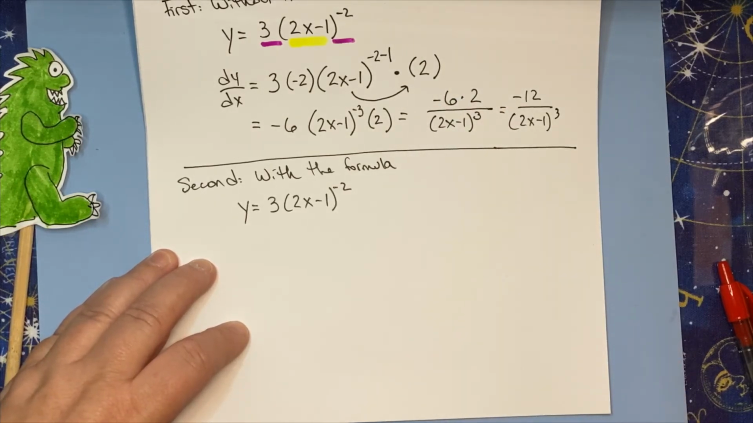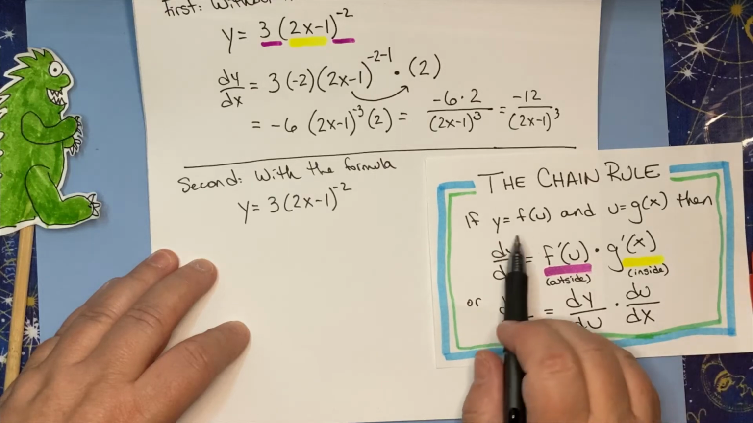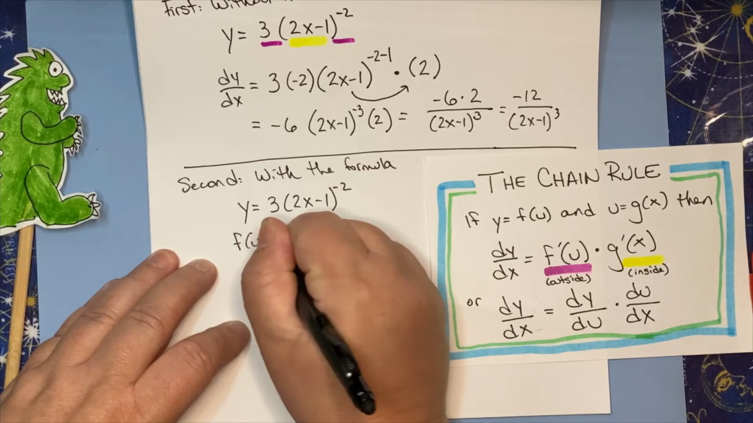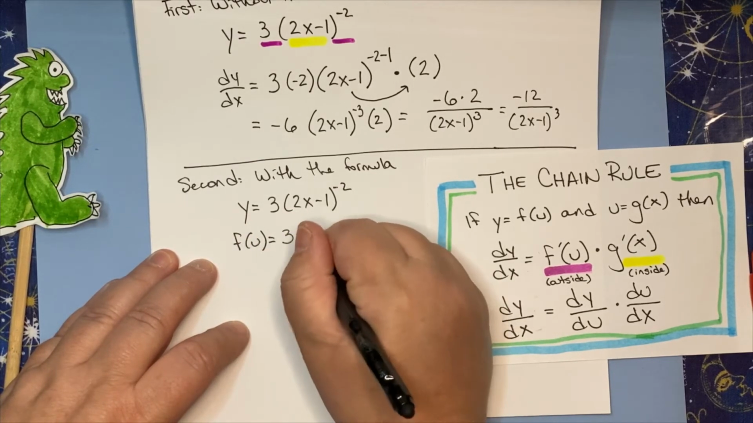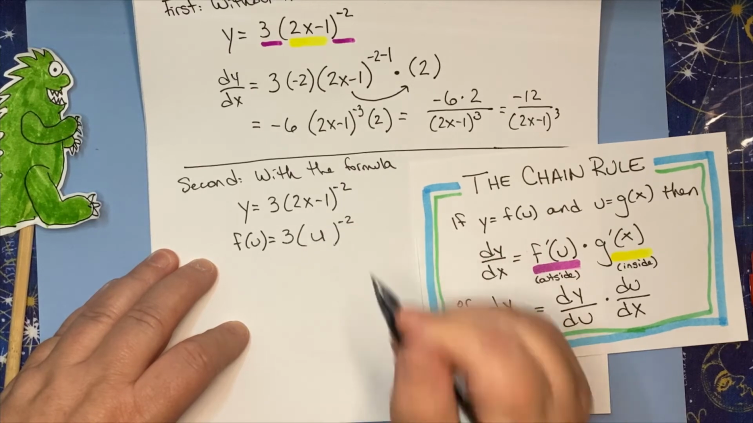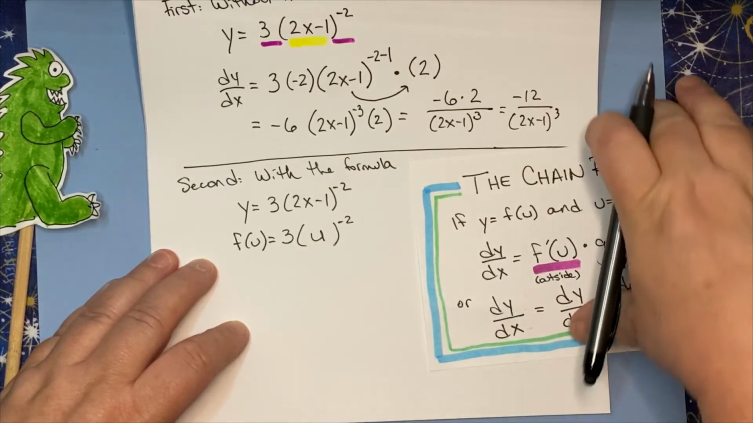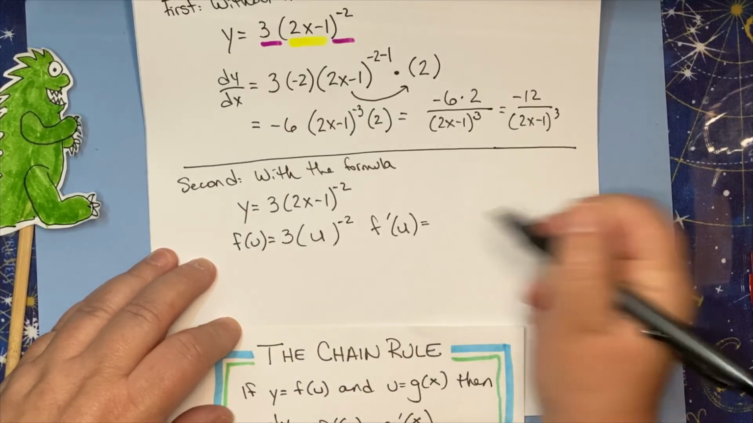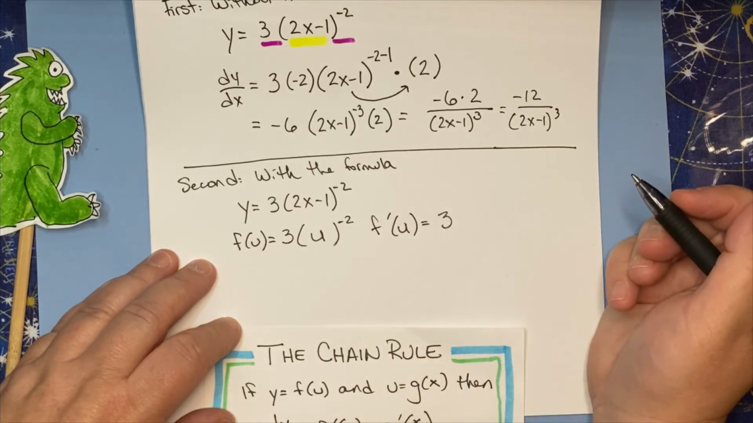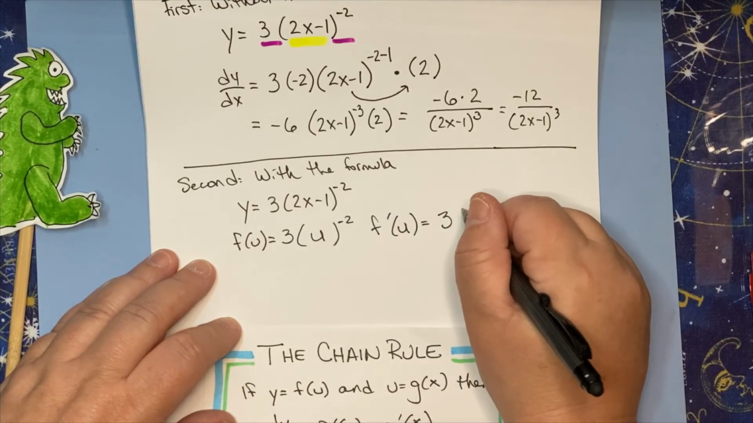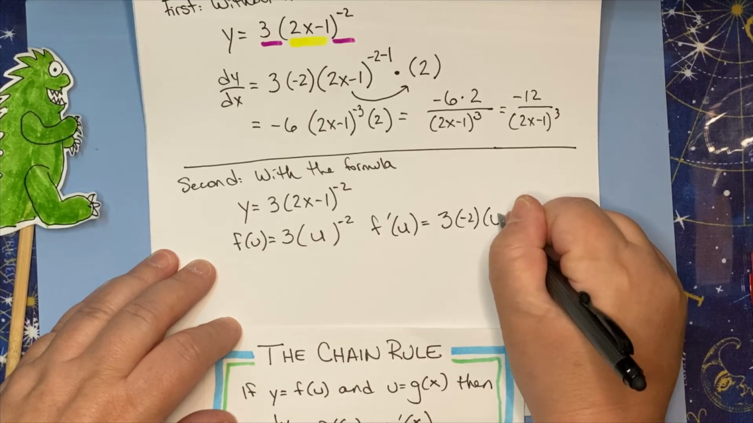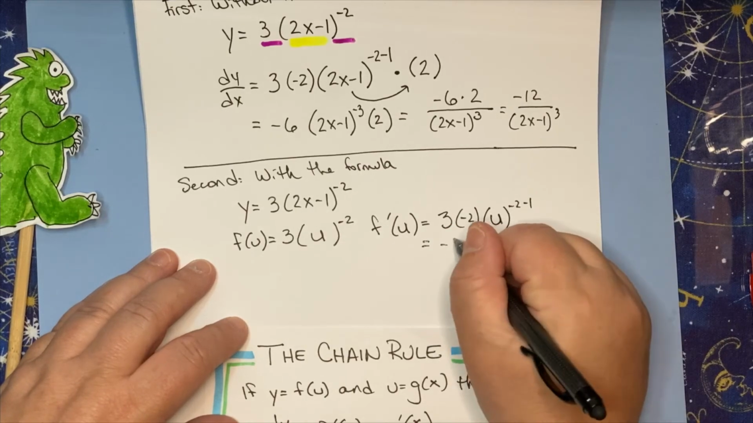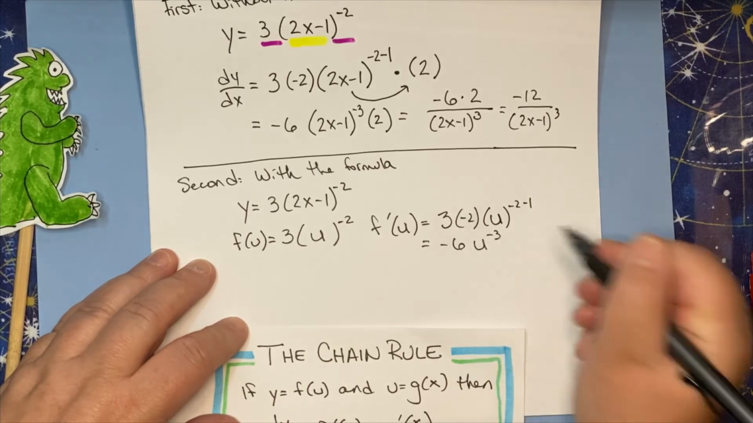So first thing we have to do, remember, is we have to come up with our f, our outside, and our g, our inside. So my f of u, I'm going to claim as the outside. It's the 3 and the negative 2, and then I put a u inside as a placeholder. And then I have to find the derivative. Okay, so the 3 stays there. This is going to feel very similar. The negative 2 comes down. Then I've got u to the negative 2 minus 1. Okay, so that's going to be negative 6u to the negative third.